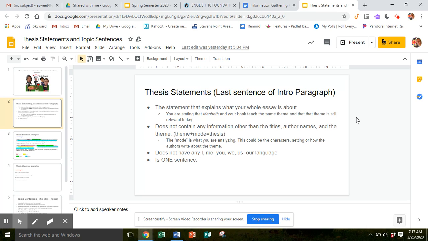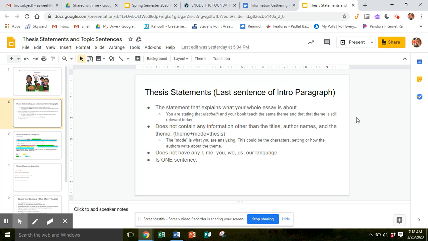A thesis statement is the last sentence of your introduction paragraph. This is one sentence typically. Sometimes they allow for 2, but for our class, we really want you to get it down to one sentence that explains what your whole essay is about. Everyone's writing essentially the same essay with different ideas: you're stating that Macbeth and your book teach the same theme and that theme is still relevant today.